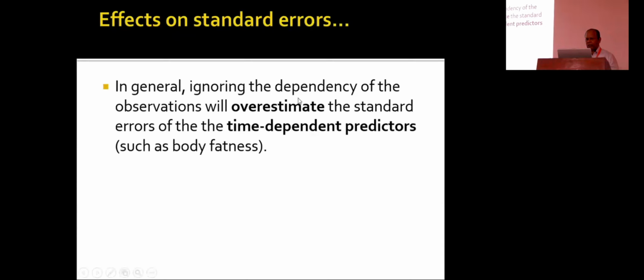In general, ignoring the dependency of the observations will overestimate the standard error of the time-dependent predictors. It's totally opposite to what we did in the morning. In the morning we said if it is a cross-sectional study, and you measure the outcome and the exposure using a cluster design, and you don't adjust for it, it will give you a smaller standard error. If you adjust for it, it will give you a wider confidence interval, therefore less false positiveness. This is quite opposite to that.